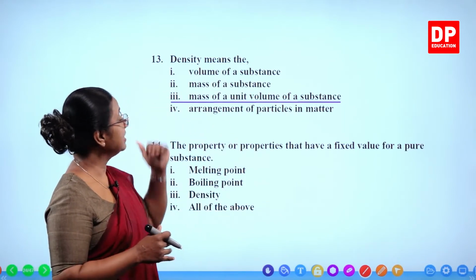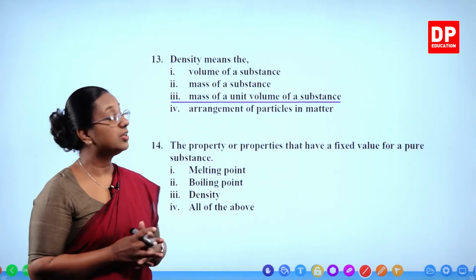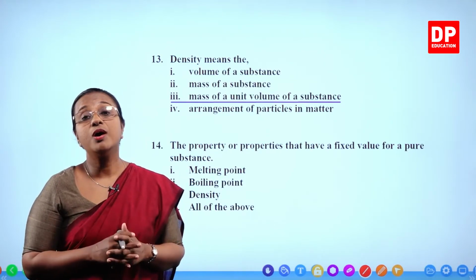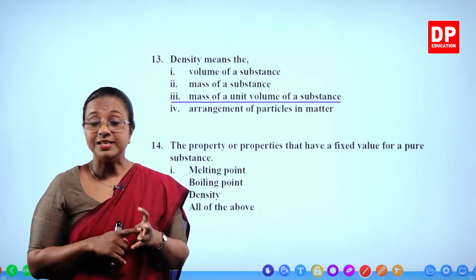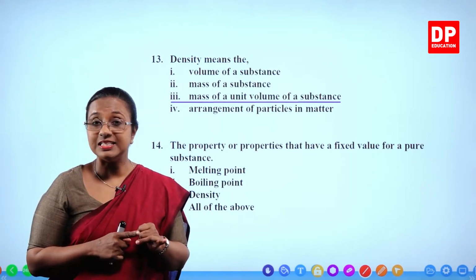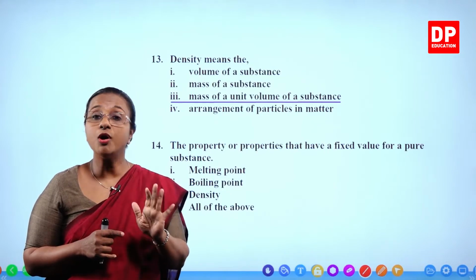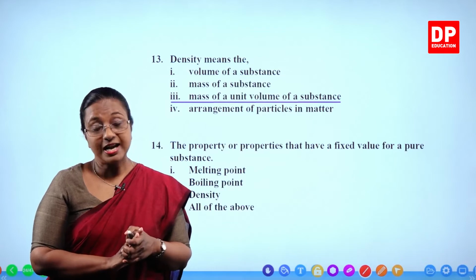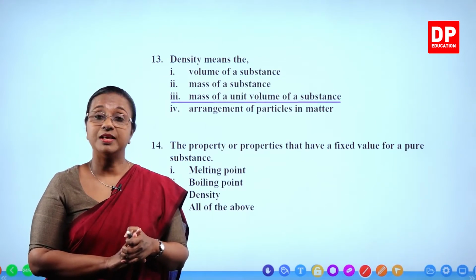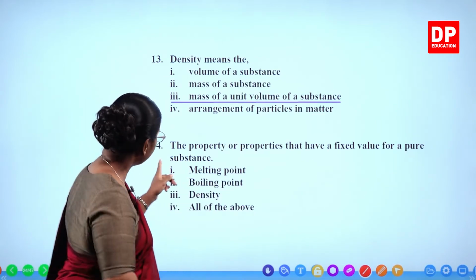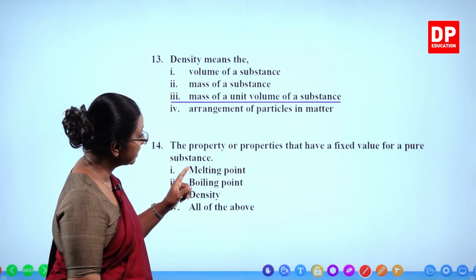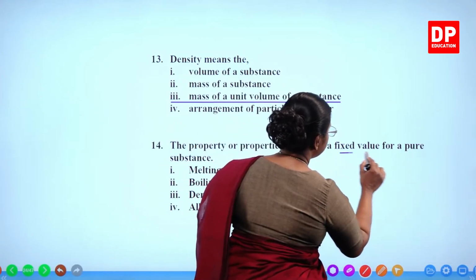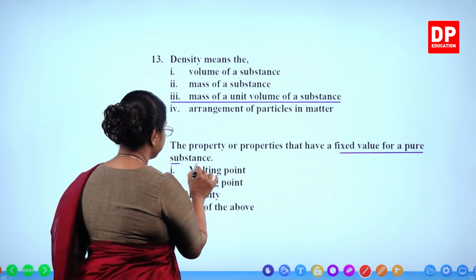Then density, a mass of a unit volume of substance. That is also a fixed value for pure substances. So melting point, boiling point and density are all fixed values for pure substances. So from that you can identify the purity of the substance. So the property or properties that have a fixed value for a pure substance, that's very important. Fixed value for a pure substance.